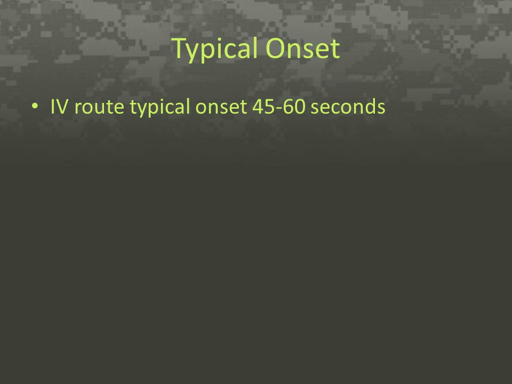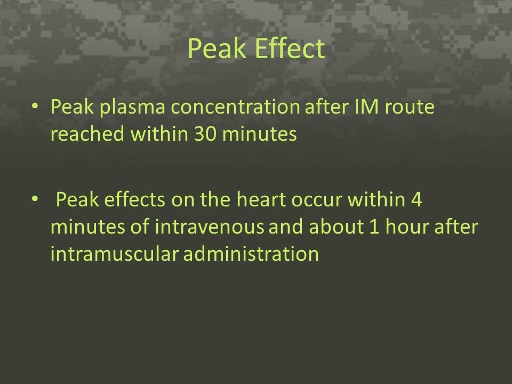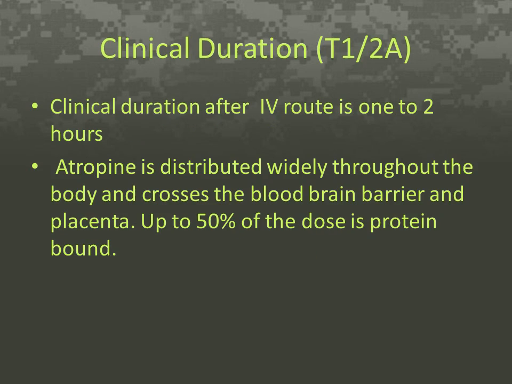Given by IV route, the typical onset of atropine is 45 to 60 seconds. Given IM, the typical onset peak effect would be around 30 minutes. Clinical duration after the IV route of administration is 1 to 2 hours. Plasma levels after intramuscular and intravenous injection are comparable after 1 hour.